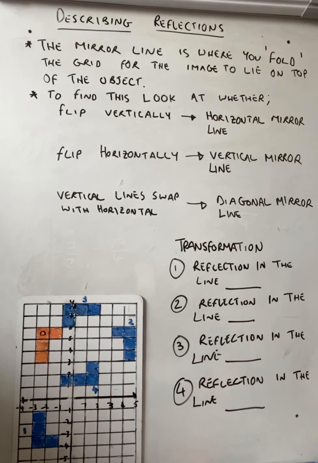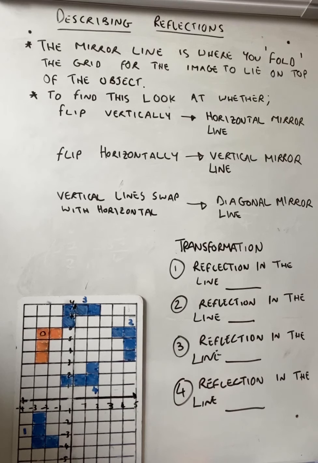And what you look for is what's happened to the shape. So if you see the shape has flipped vertically, so that the top has become the bottom and the bottom has become the top of the shape, but left and right have stayed the same, then it will be a horizontal mirror line. If the shape has flipped horizontally, so everything that was pointing to the left is now pointing to the right, but the top and the bottom have stayed the same, then that means it's a vertical mirror line. If everything has swapped, so the vertical lines become horizontal and the horizontal lines become vertical, then we've got a diagonal mirror line.